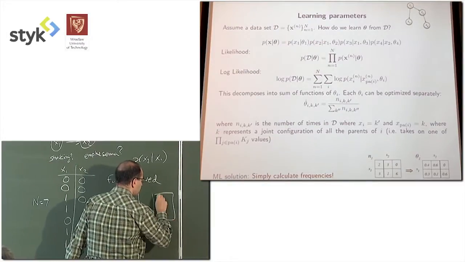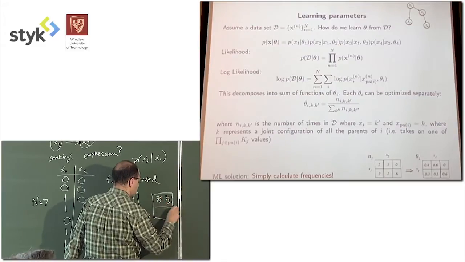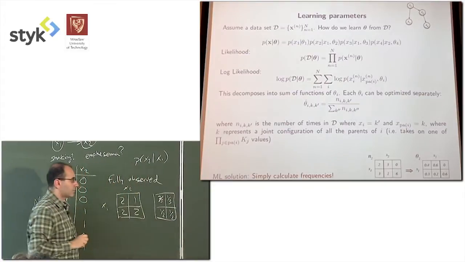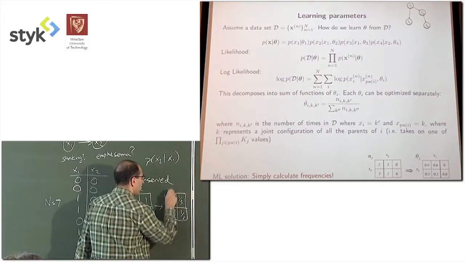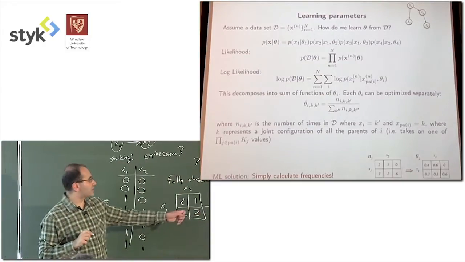So we get 2/3, 1/3, 1/2, 1/2. Okay? And that's our maximum likelihood parameter for this table.